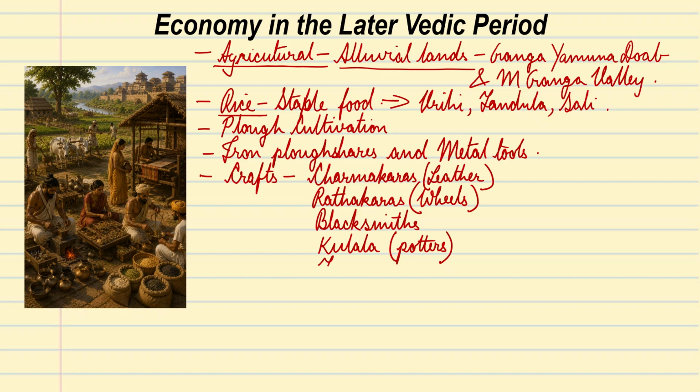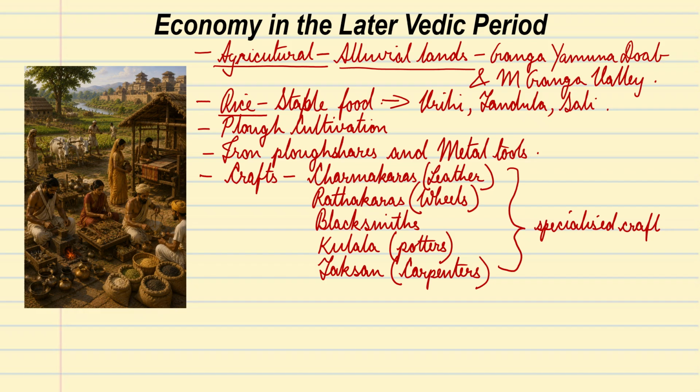Takshan means carpenters. So these were different specialized crafts found during the later Vedic period. So none of these occupations were considered low in status.